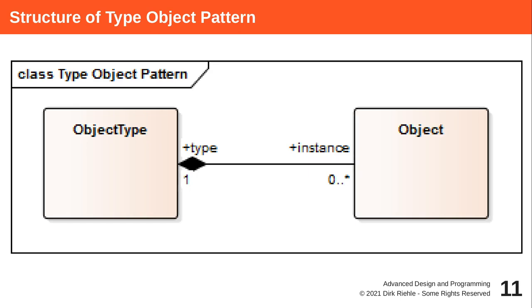So here's the illustrating diagram or the structure. And it's really that simple. Simply not one big class hierarchy, but just one class, the object type class here, of which the instances are type objects. And then the instance class is called object here, which are the instances of the type objects. And so when you instantiate the class on the left, you get type objects, and when you instantiate the class on the right, you get the instance objects.